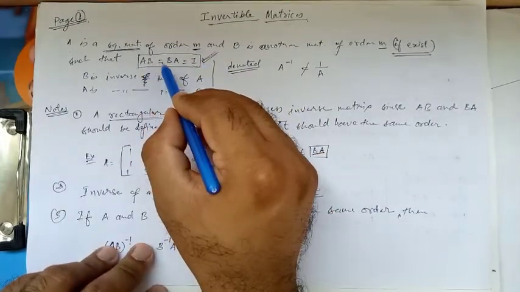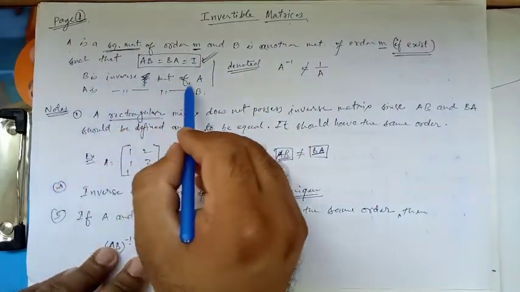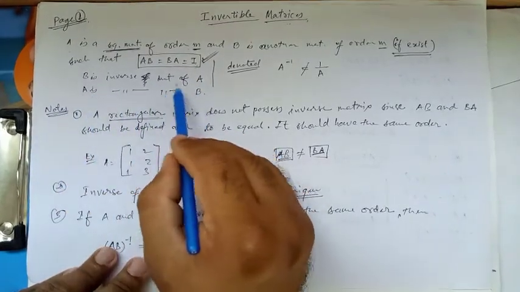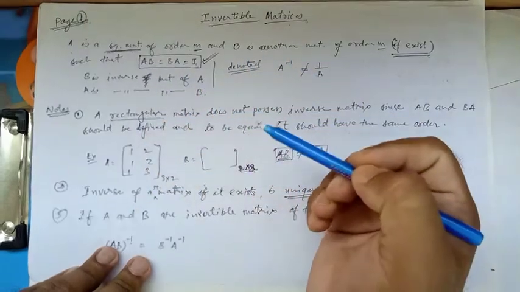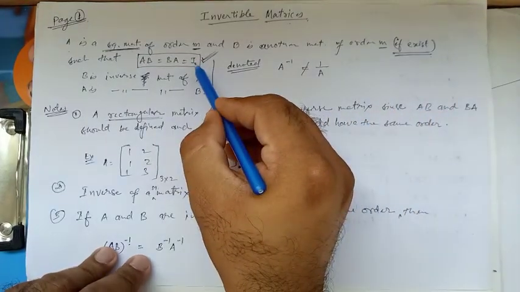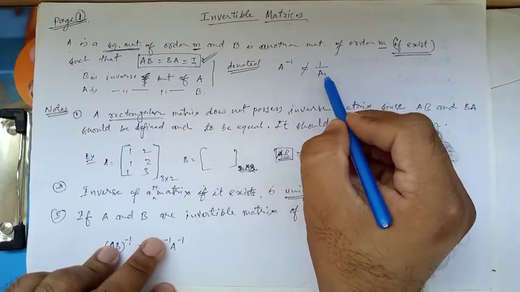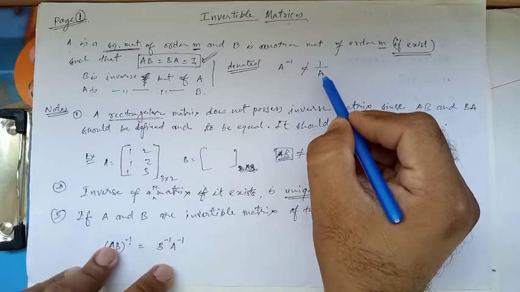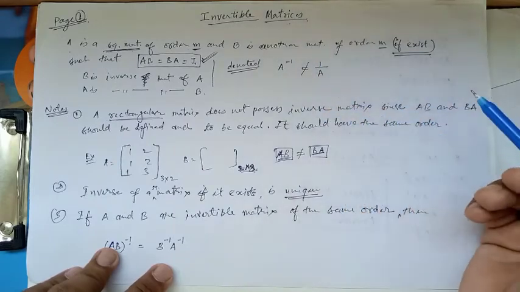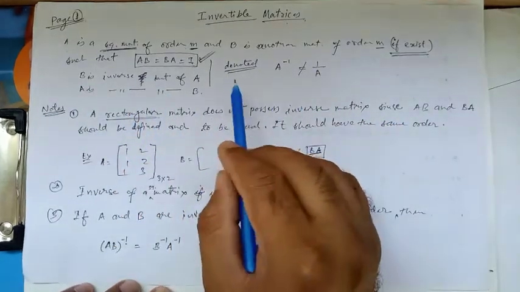A into B will give you B into A equal to I. Then we say that B is the inverse matrix of A, or A is the inverse matrix of B, or vice versa. A is the inverse of B and B is the inverse of A, and by multiplying these two we will get the unit matrix I. And obviously this is denoted by A inverse, and this is not equal to 1 divided by this matrix. Why? Because the reciprocal of a matrix is not defined here. That is not acceptable here, so that's why finding the inverse is different.